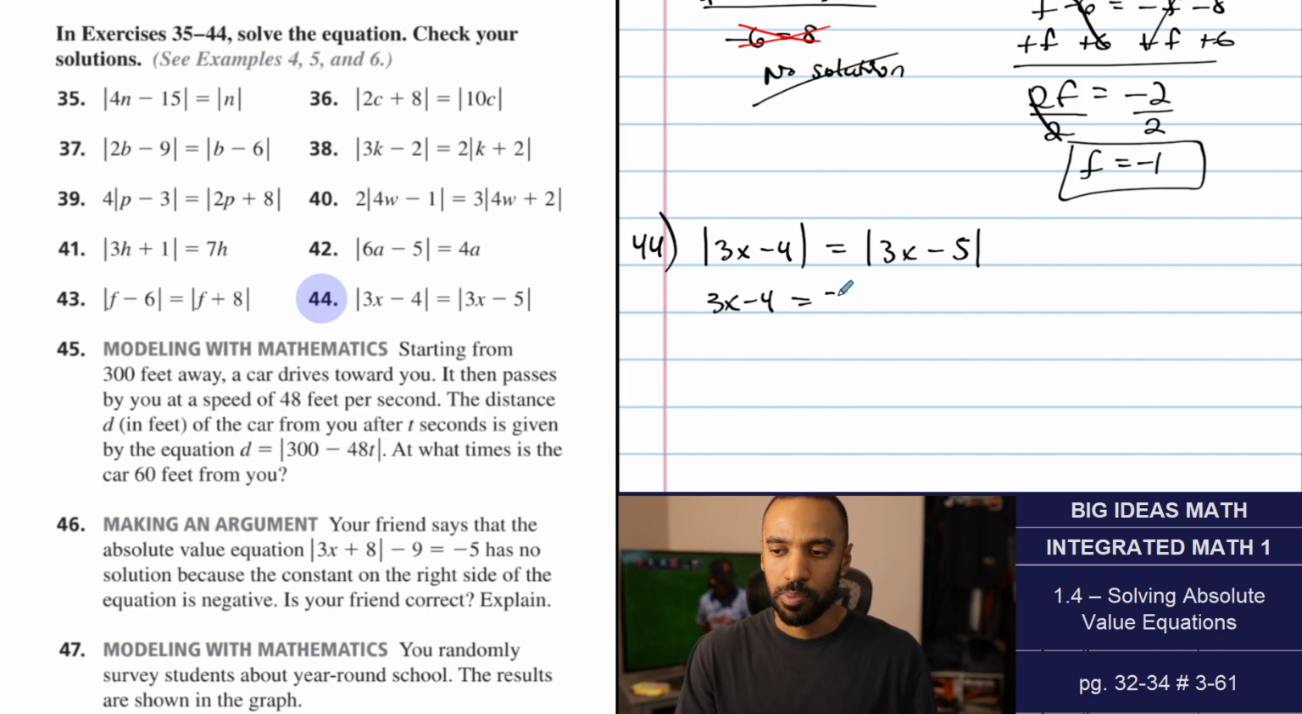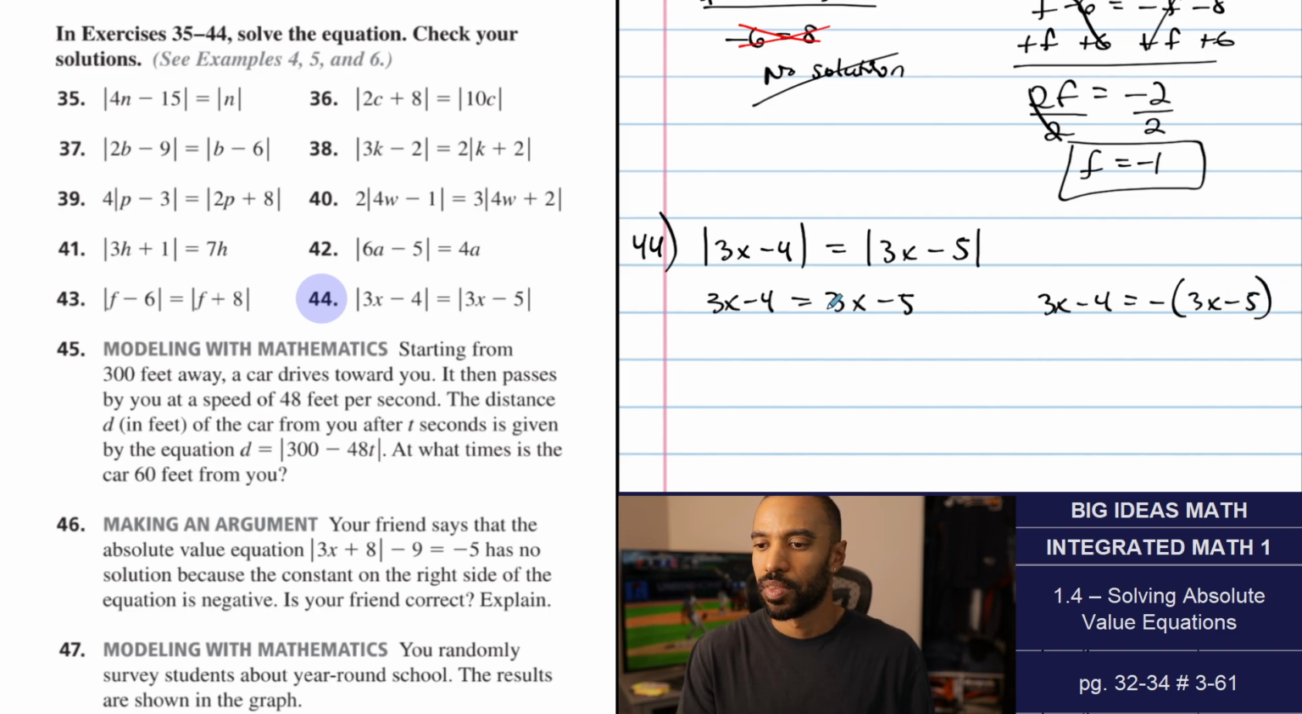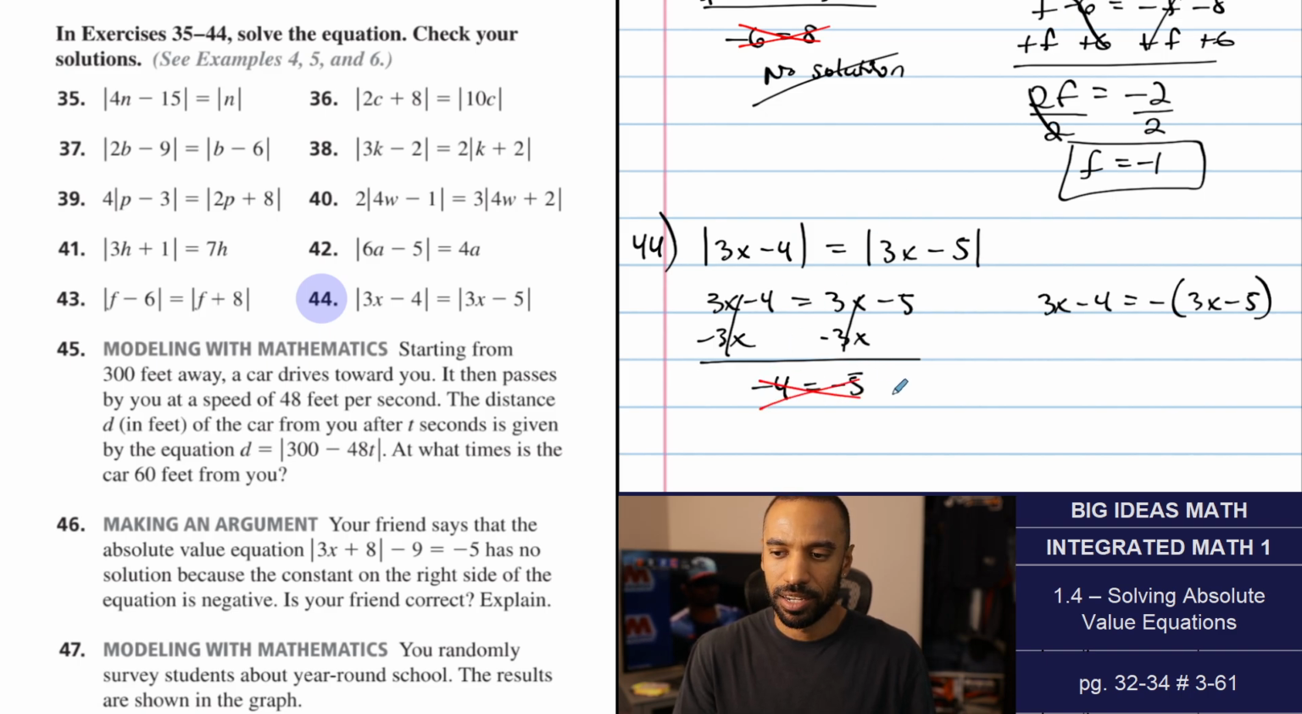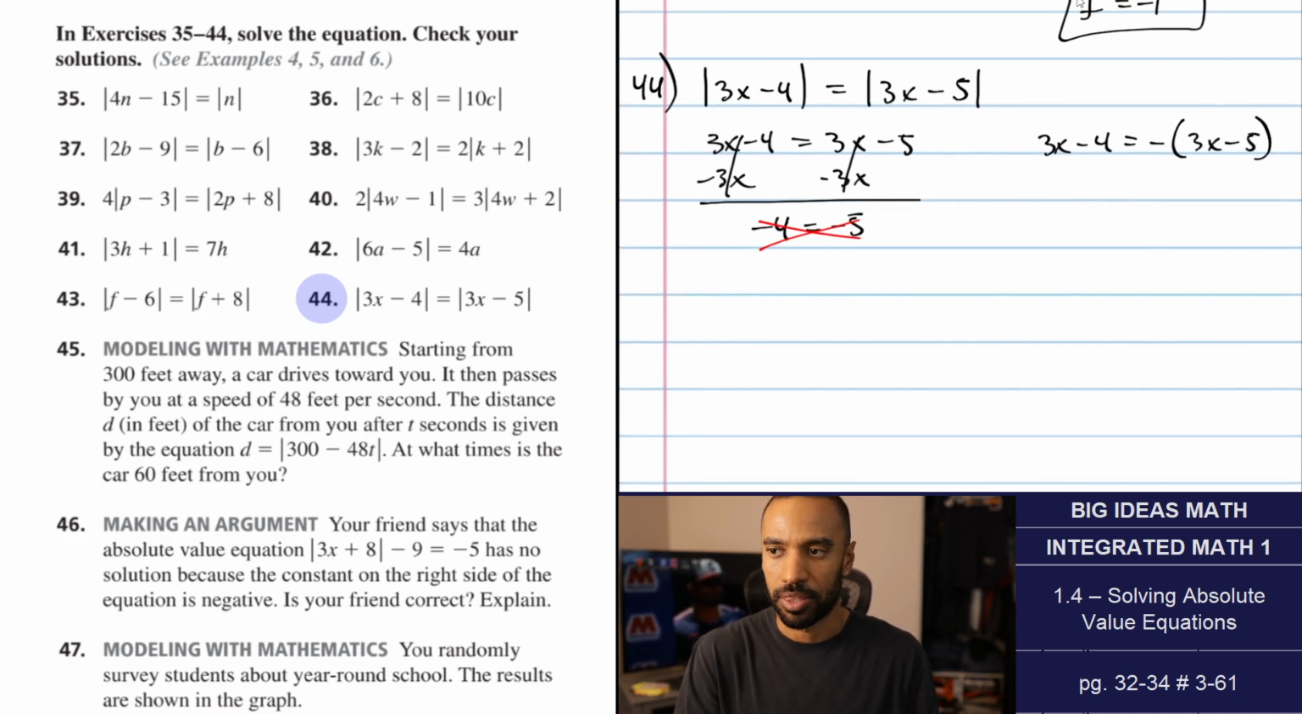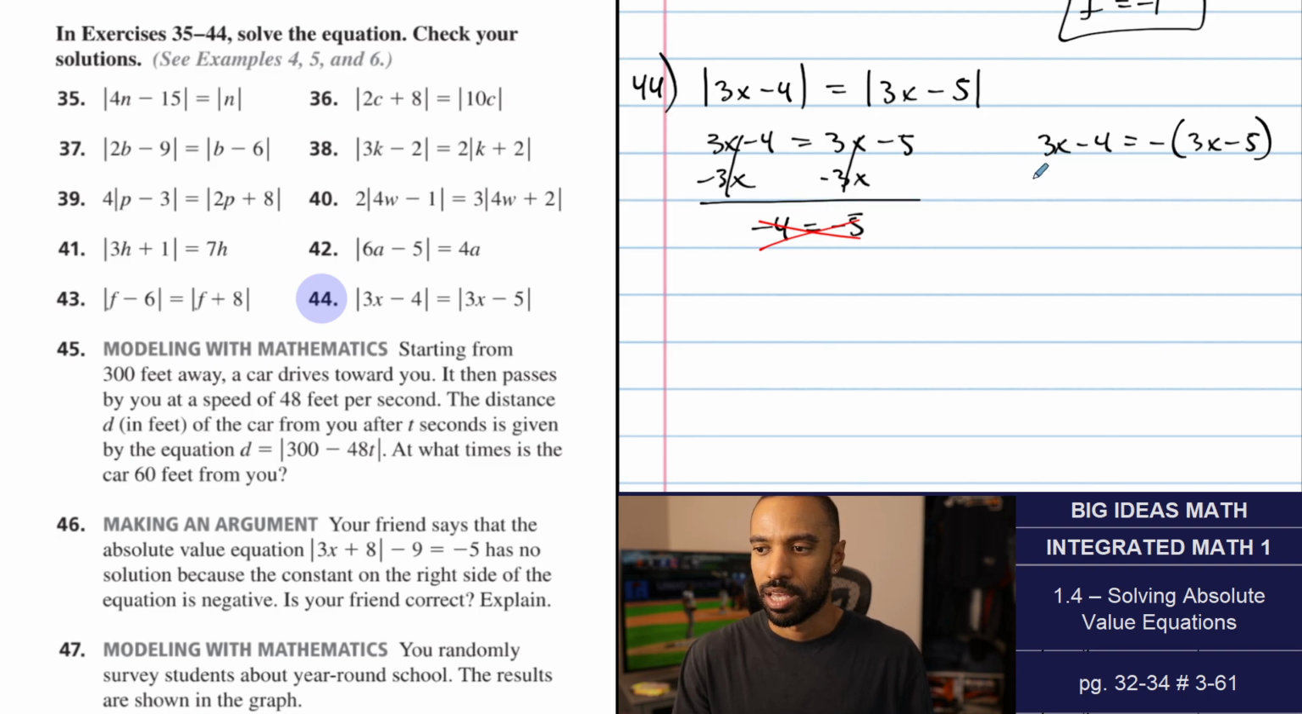So the inside 3x minus 4 either equals the positive version, which you'll see might become a problem, or 3x minus 4 equals the negative version, in which case, hey, let's talk about it. Subtract the 3x's from both sides. They're both gone. You're left with -4 equals -5, which just doesn't work. We're going to leave that, nip it in the bud, and say nothing to talk about there. No solution case, especially.